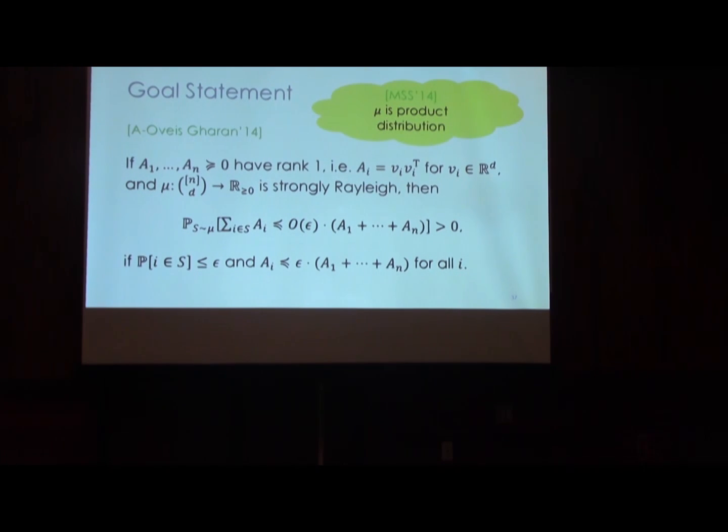All right. So this is how our result compares to what MSS did. MSS proves a much more general theorem, but their consequence, which is comparable to our result, is for when mu is a product distribution. What do I mean by that? You have partitioned the set N into d subsets, and from each subset you're just selecting one element. That's what I call the product distribution. So MSS's result basically proves this statement for mu being the product distribution, and we basically extended this to all strongly Rayleigh measures.